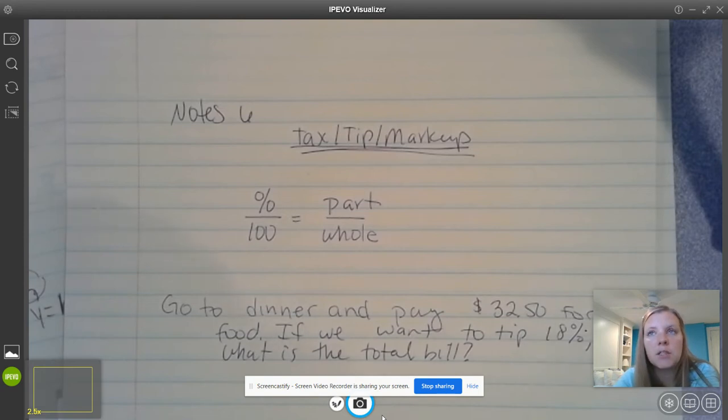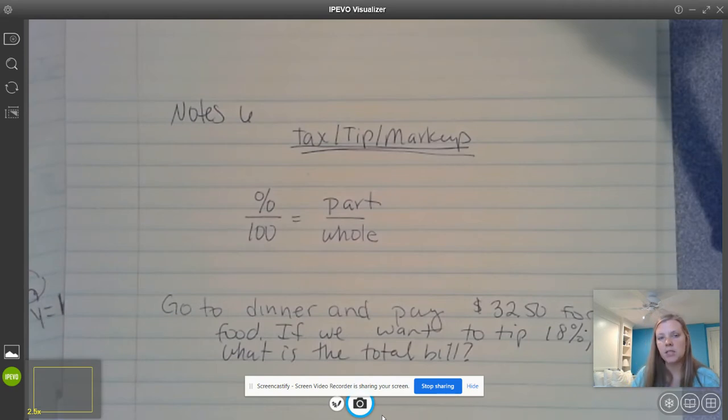And markup is when, if you're an entrepreneur and you're making something, say it costs $5 to make a t-shirt, you can't sell it for $5, otherwise you don't make any money and your business plan wouldn't work very well. So markup is how much you raise the price, and typically it is a percent. How much you raise the price is determined by how much profit you want.